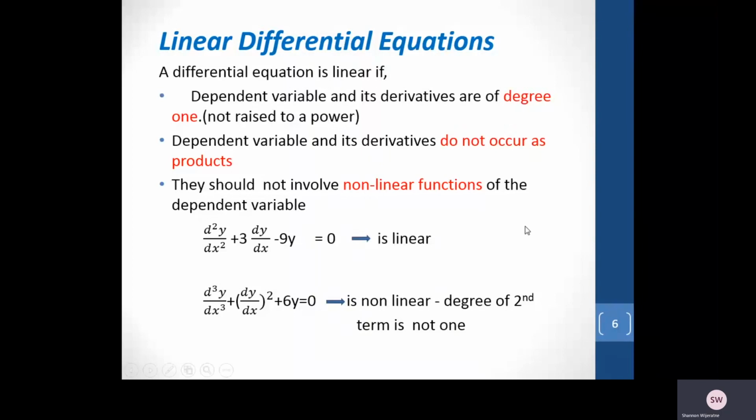If we consider this example, we have d2y over dx squared plus 3 dy by dx minus 9y equals 0. So this is a linear differential equation because all these terms have degree 1. If we consider each of the terms here, we have 3 terms. For all 3 terms, the degree is equal to 1.